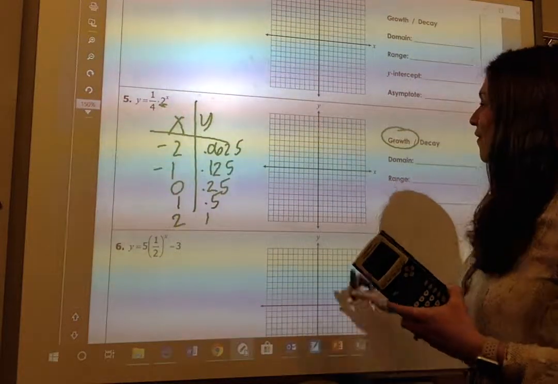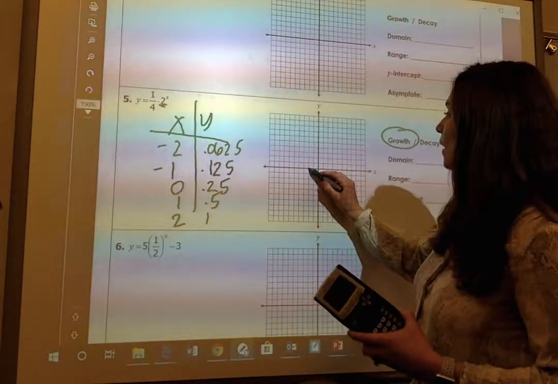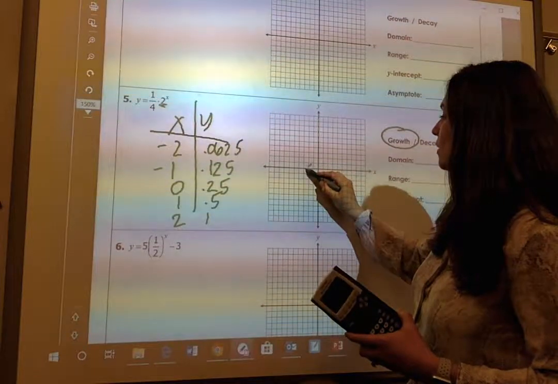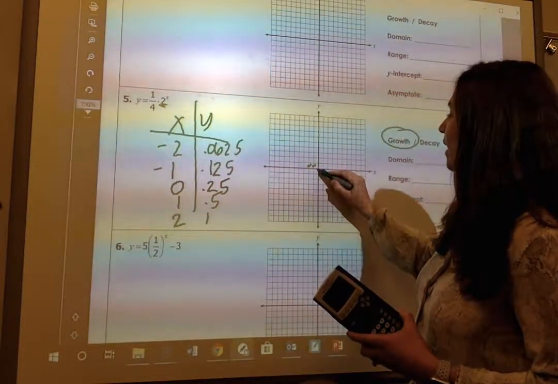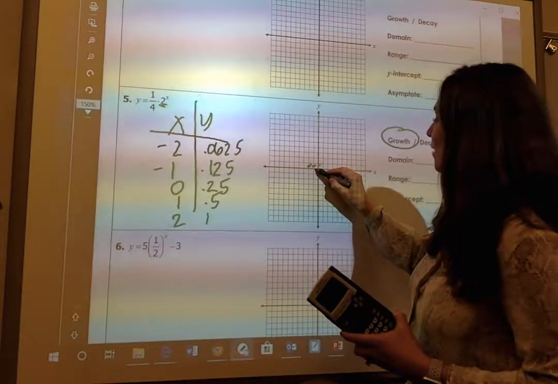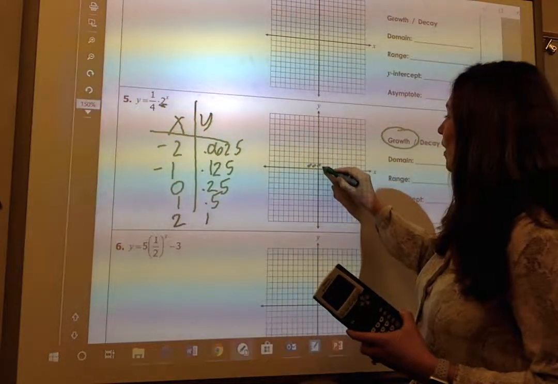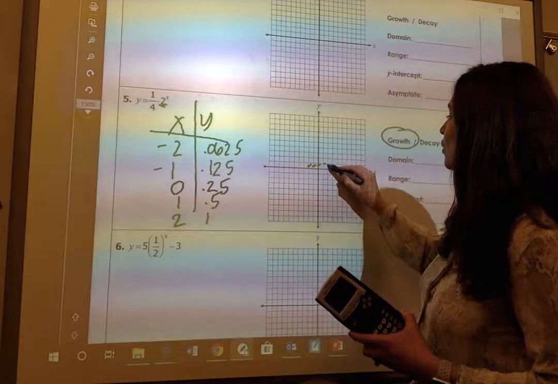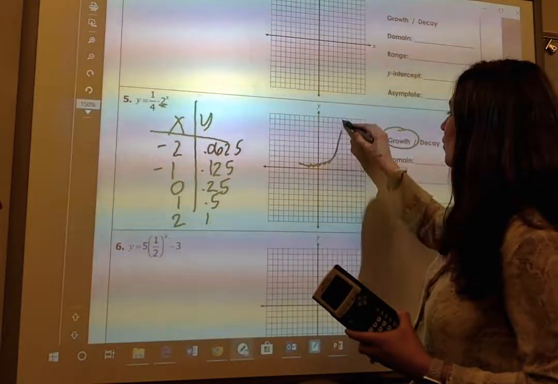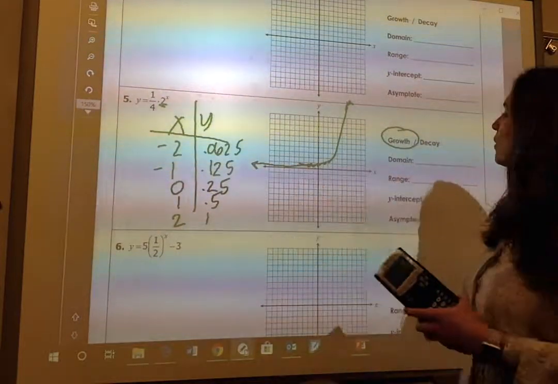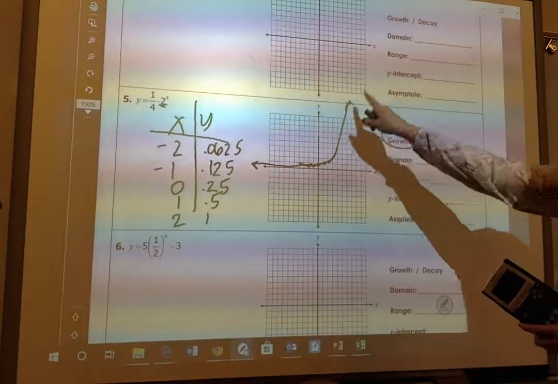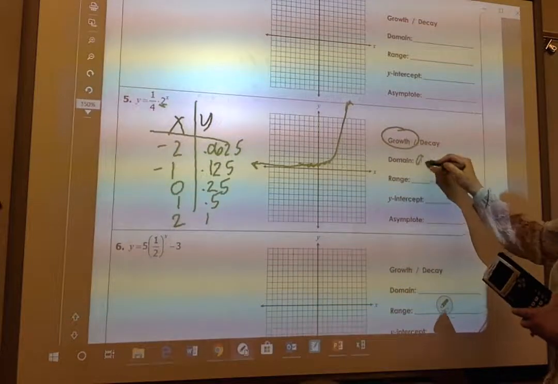So when I graph that, x is negative 2, it's almost at 0 but not quite. When it's at 0, it's like a quarter. And when it's at 1, it's a half. And when it's at 2, it's at 1. And then it's just going to increase from there. So it's going to approach 0 as my asymptote. My domain is all real numbers.